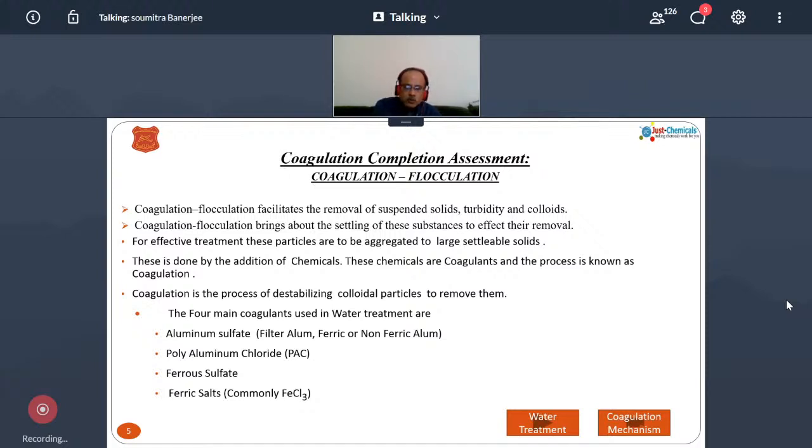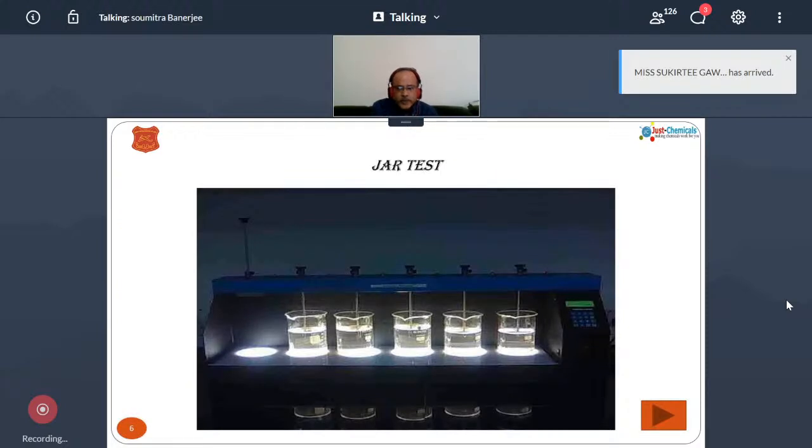So we saw what water treatment is till now. Now we'll see what the mechanism of this coagulation is.